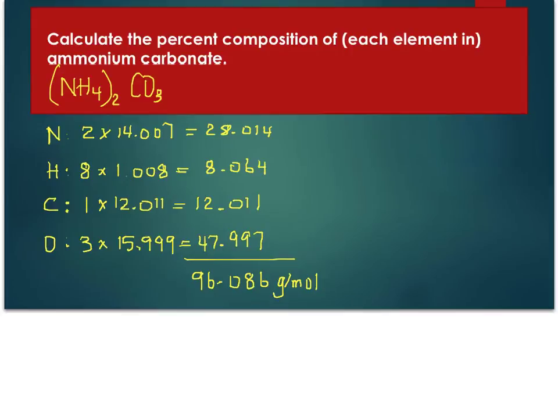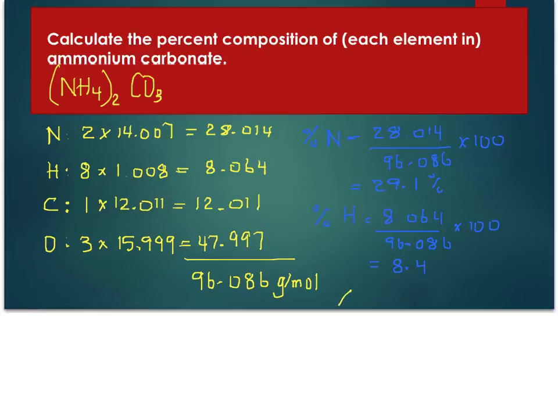Alright, so now we need to calculate the percent composition of each of the elements. So let's start with the percentage of nitrogen. That would be 28.014 divided by the whole, which is 96.086, times 100, and that gives us 29.1%. Percent of hydrogen, 8.064 divided by 96.086 times 100, and that gives us 8.4.